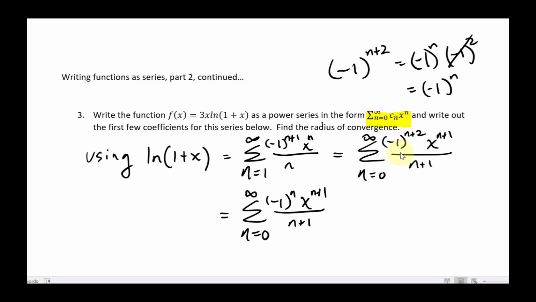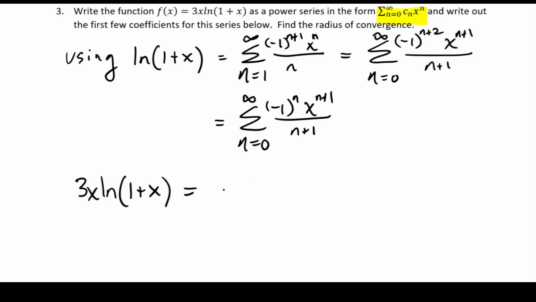And so now the thing that we can do is say, well, what happens when you have -1 to a power n plus 2? You could think of that -1 to a power n plus 2 as actually -1 to the power n times -1 to the power 2, which of course -1 to the power 2 is positive 1. So that drops out. So that's why I can take that -1 to the power n plus 2 and just replace it with -1 to the power n. So now we can actually multiply, just 3x times this infinite series.